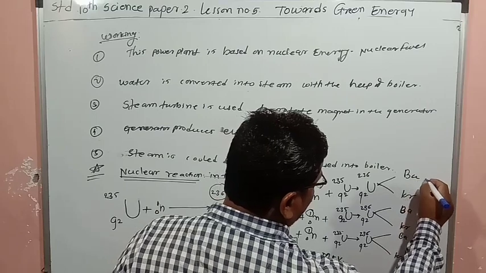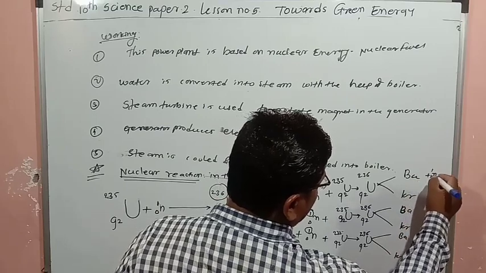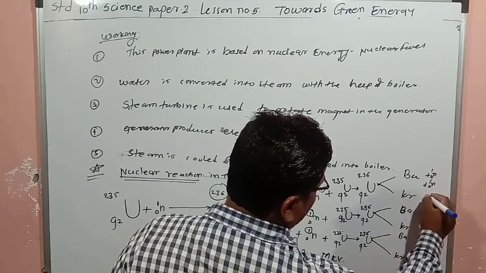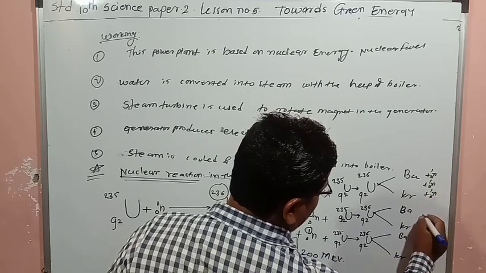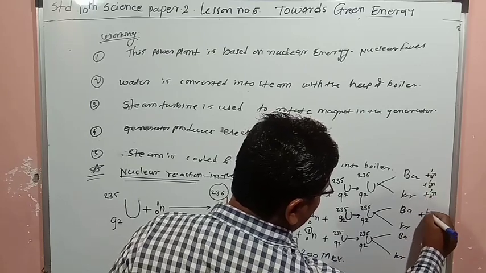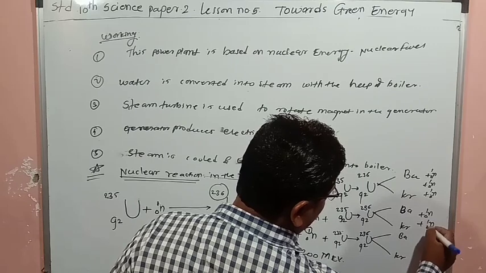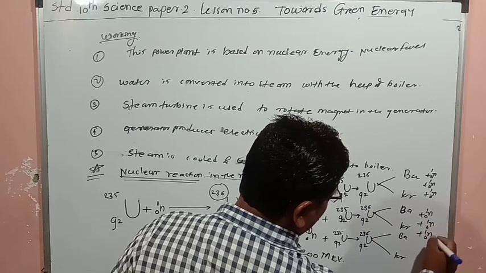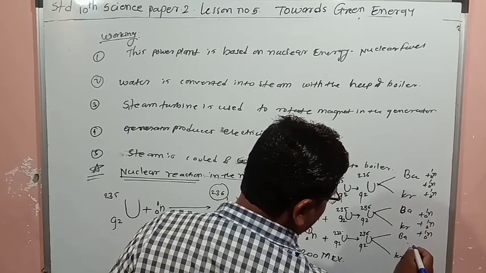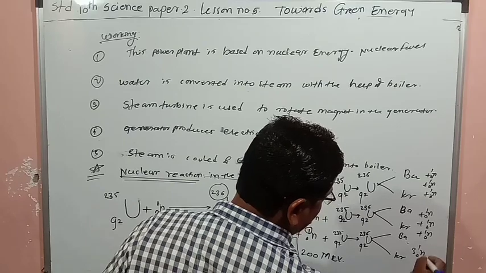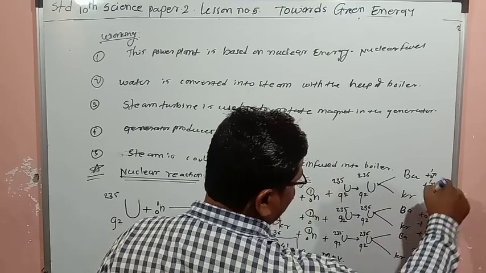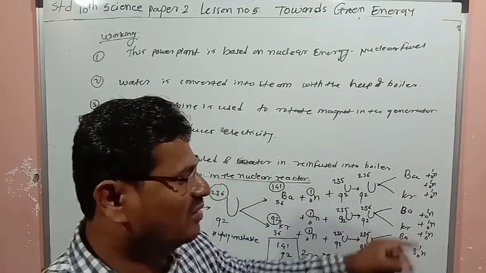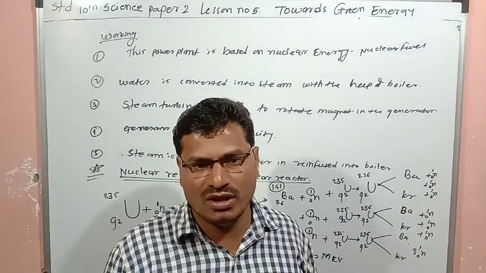Here again 3 neutrons will be produced, and here also 3 neutrons, and here also 3 neutrons. Like this, these 3 neutrons become 9 neutrons. Again 9 nuclear reactions will occur.